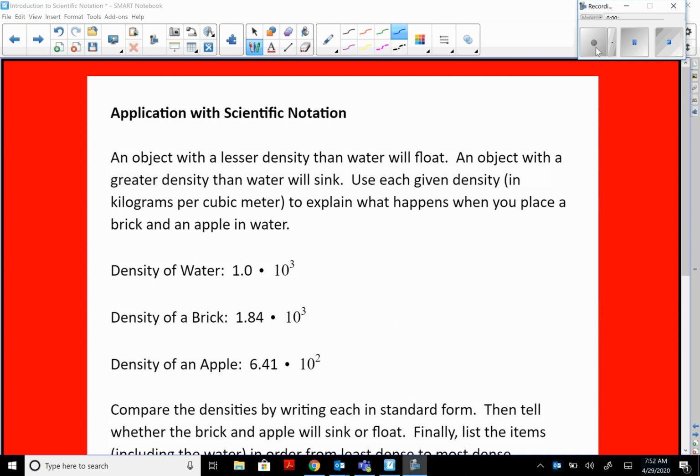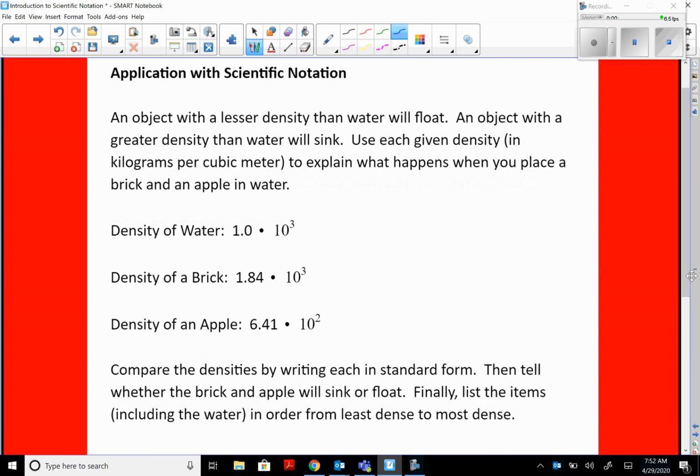Let's take what we have learned about scientific notation and put it to use. So we're going to answer this question about density. An object with lesser density than water will float, and an object with a greater density than water will sink, which makes sense. Use each given density in kilograms per cubic meter to explain what happens when you place a brick and an apple in water.